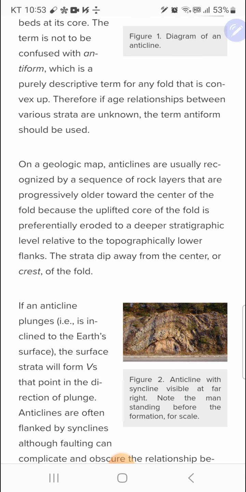On a geologic map, anticlines are usually recognized by a sequence of rock layers that are progressively older toward the center of the fold, because the uplifted core of the fold is preferentially eroded to a deeper stratigraphic level relative to the topographically lower flanks. The strata dip away from the center or crest of the fold.